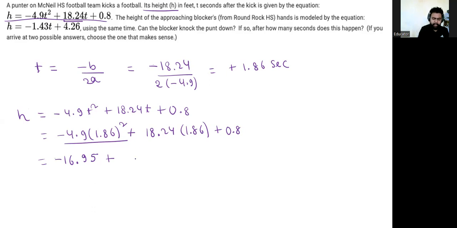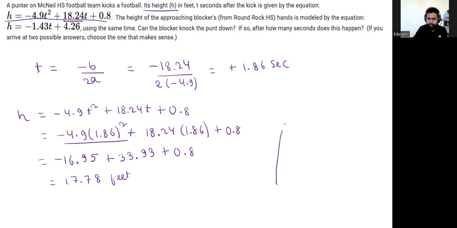So here I'm again rounding to 2 decimal places. So I'm getting 33.93 for this, and plus 0.8. Let us calculate everything. So negative 16.95. Then there is positive 33.93. And then I could write positive 0.8. So I'm getting 17.78. So 17.78 would be the maximum, the height the ball is going to reach.